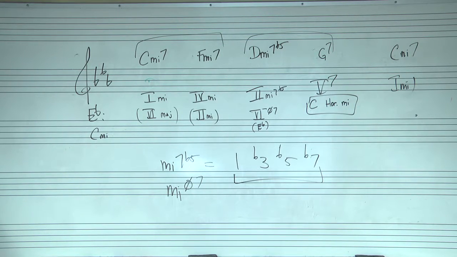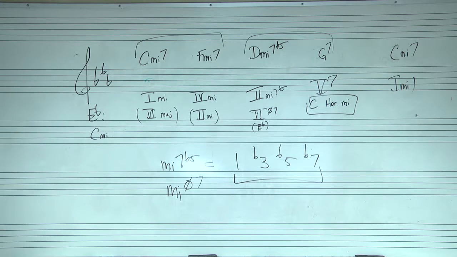It goes to E flat minor 7. Now, what chord is that in the key of C minor? What's the 3 chord in C minor? Look on your chart. I handed it to you. What was the question? What is E flat minor 7 in the key of C minor?